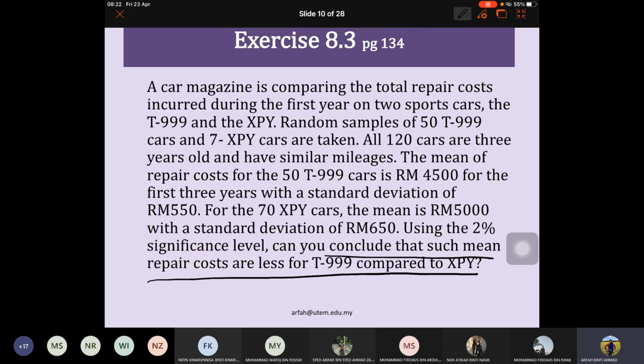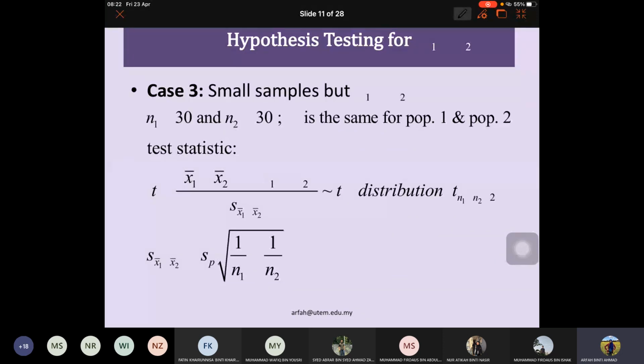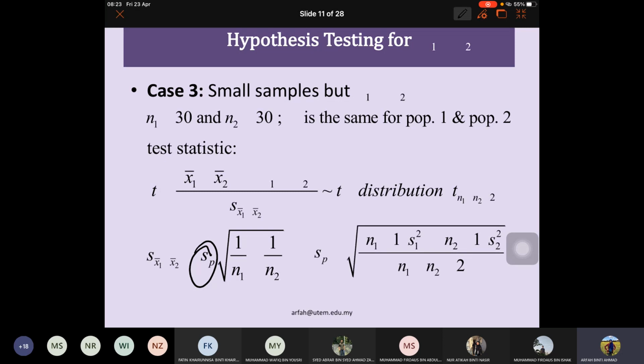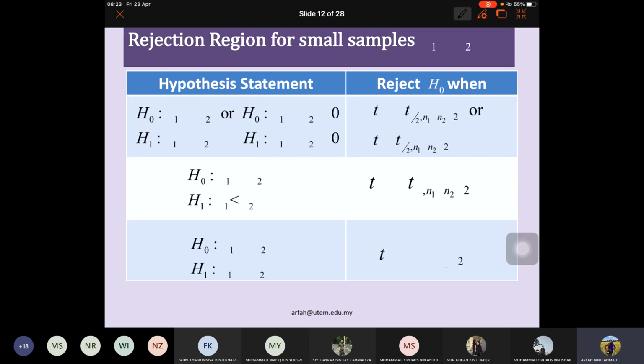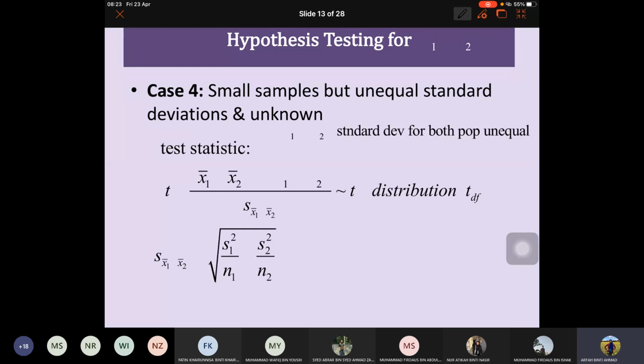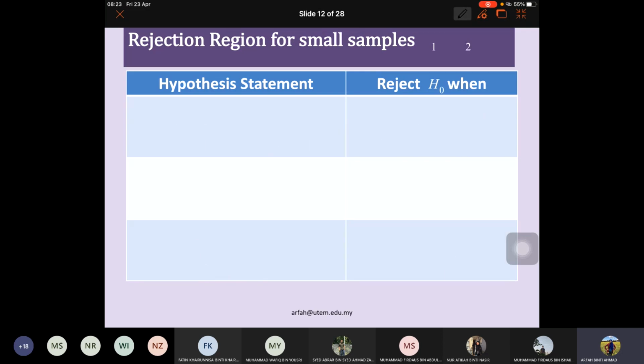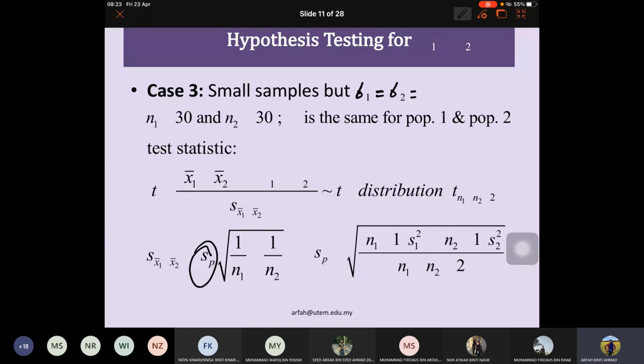So we have gone through this exercise, and then we have taken a look at case 3, where if you want to calculate the standard deviation of the difference of mean, it will involve the SP, or pooled standard deviation. Then we have the hypothesis statement, and then we have case 4, where it will be unequal standard deviation and it is unknown, that is sigma 1 does not equal sigma 2, and it is unknown. But for case 3, the standard deviation is the same. Sigma 1 will be equal to sigma 2.